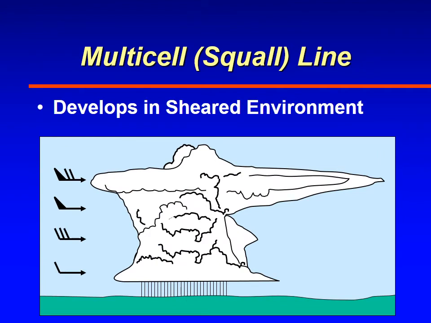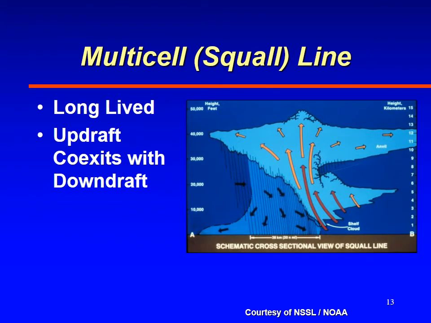And the squall line or the multi-cells develop typically in a sheared environment. And the shear is a little bit different than the multi-cell clusters, and also a little bit different than the supercell. We'll get to the supercell a little bit. But because you have a sheared atmosphere, that means that the line will last a long time.